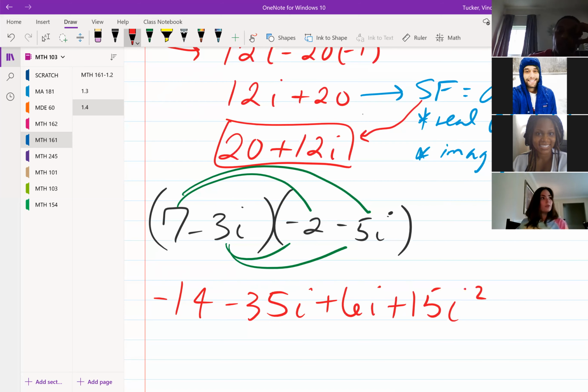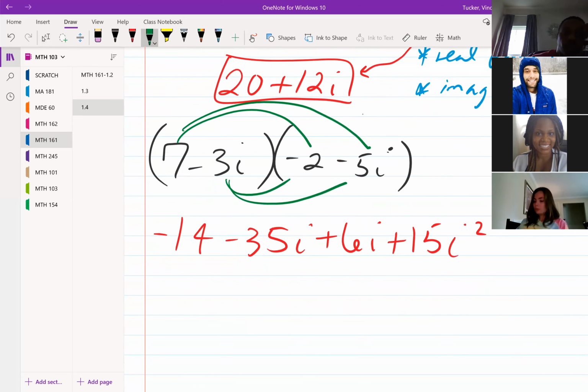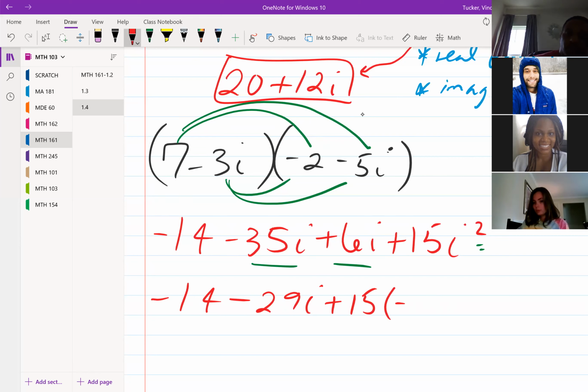All right. So now we're going to combine our like terms and simplify. In the middle, we have negative 35i and positive 6i. So it's negative 14 minus 29i. Then we also have i squared. So it'll be plus 15 times negative 1.